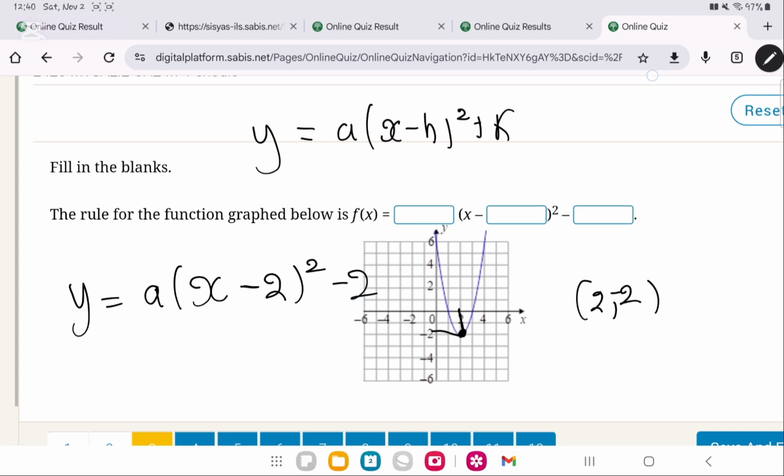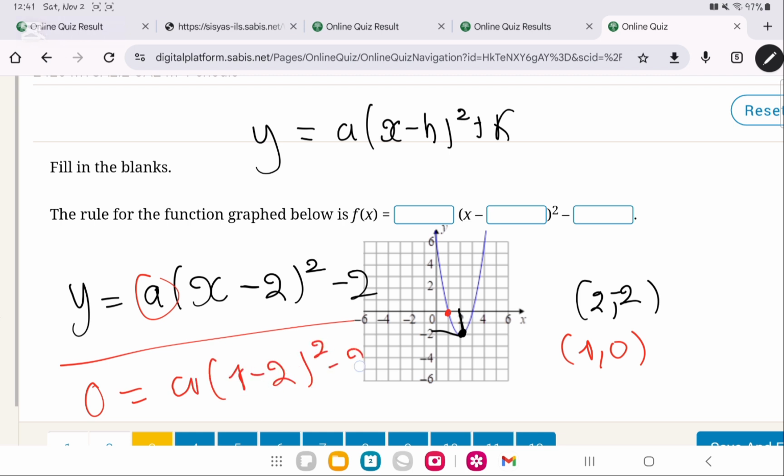Now we need to find a. Very simply, to find a, we're going to take any random point, for example this point over here, which is (1, 0). We substitute it in the equation to get 0 equals a times (1 minus 2) squared minus 2. So 0 equals a times, 1 minus 2 is minus 1, minus 1 squared is 1. So a times 1, bring the minus 2 to the other side, you get 2. So now 2 equals 1a, so 2 is a.